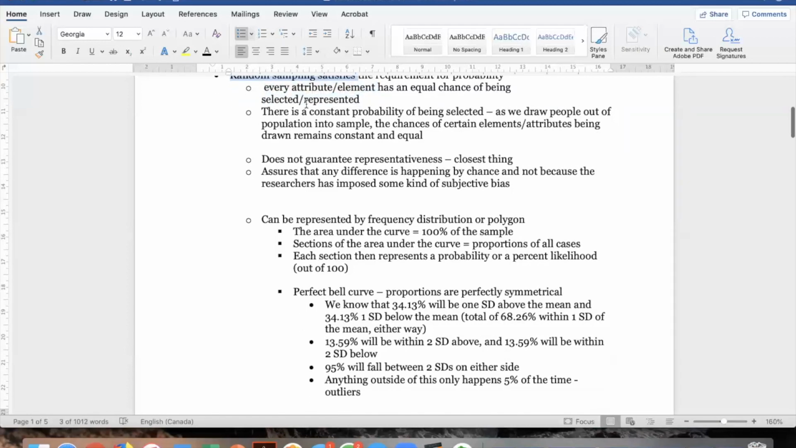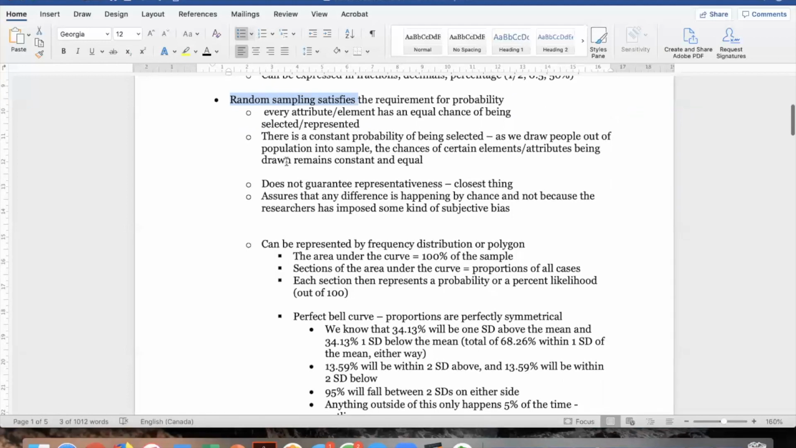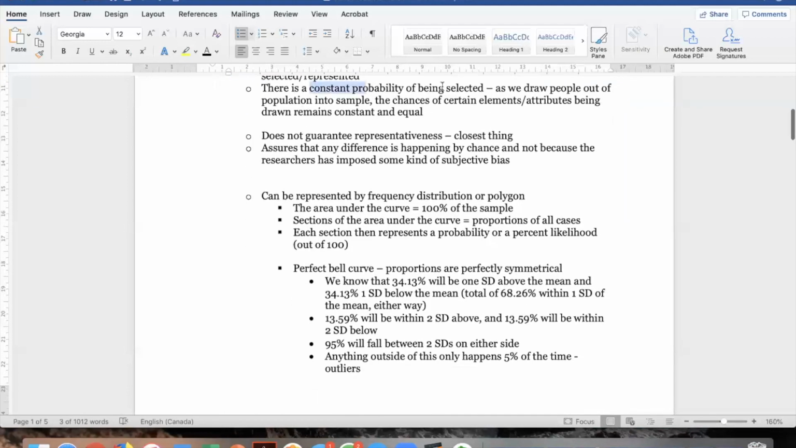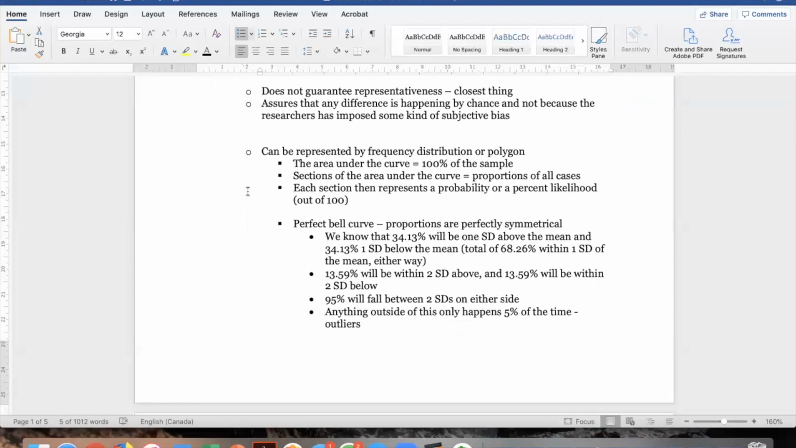Because you're random sampling, there's a constant probability of being selected. As you draw people out of the population into the sample, the chances of certain elements and attributes being drawn remains the same as you go. Now, unfortunately, this doesn't necessarily guarantee representativeness, but it's the closest thing that we can get. So the more random your sample, the higher the significance of your inference.